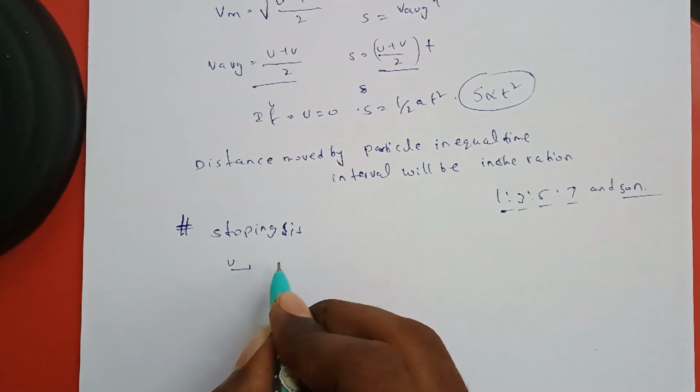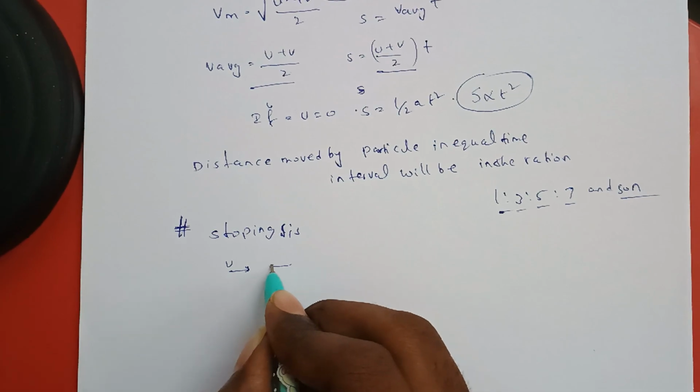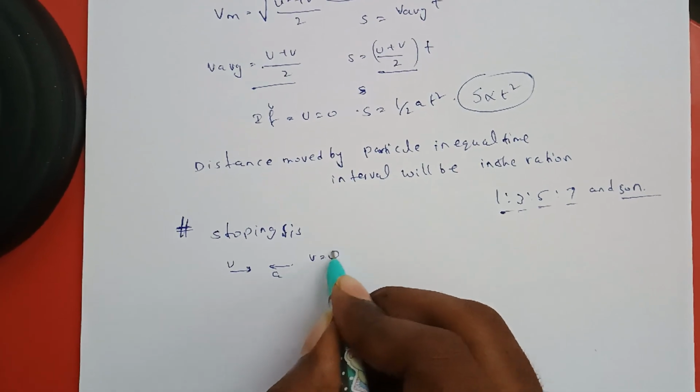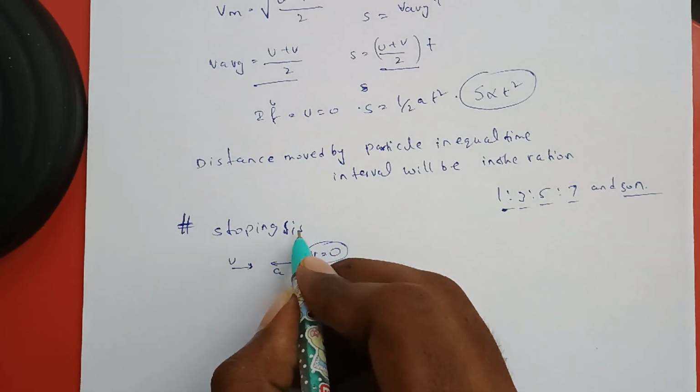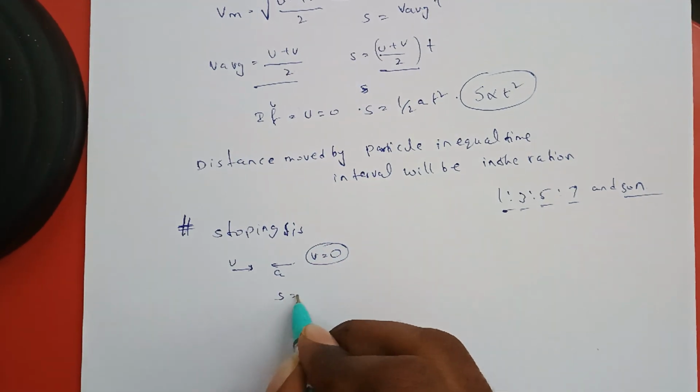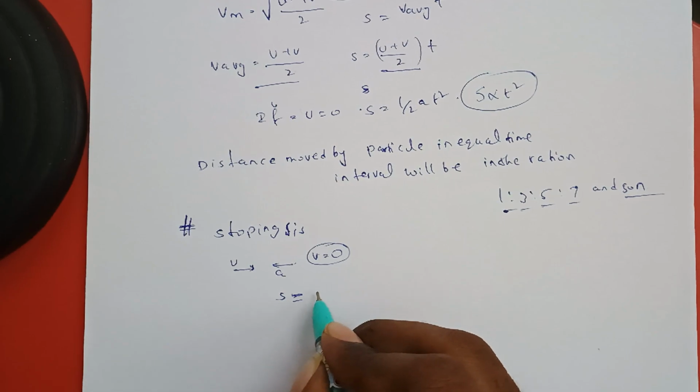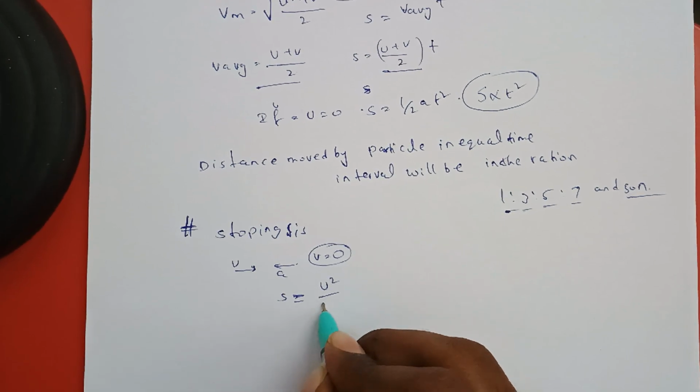We have discussed stopping distance. Initial velocity is equal to u, acceleration is a, and final velocity will be 0, which means the body will stop there. Stopping distance is s is equal to u square by 2a.